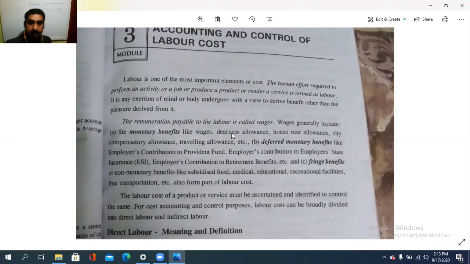So what is monetary benefit? What is deferred monetary benefit? And what is fringe benefit? So monetary benefit, that is, the monetary aspect is there.